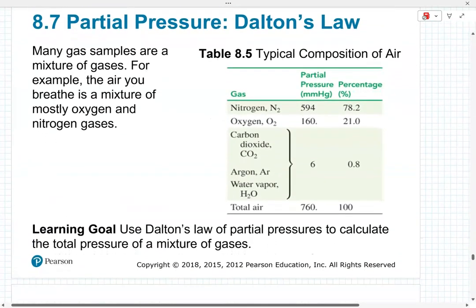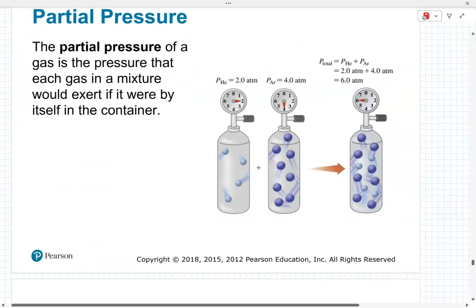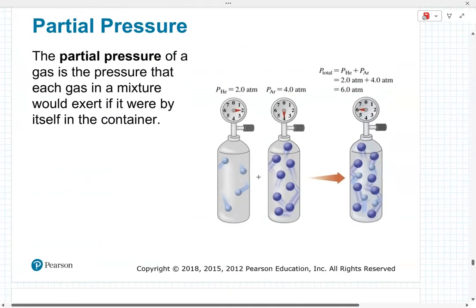So partial pressure is a very simple concept. If you have a mixture of gases, the individual pressure that every component of the mixture exerts is proportional to its concentration in the mixture. So here, you have 2 gases, helium and argon.